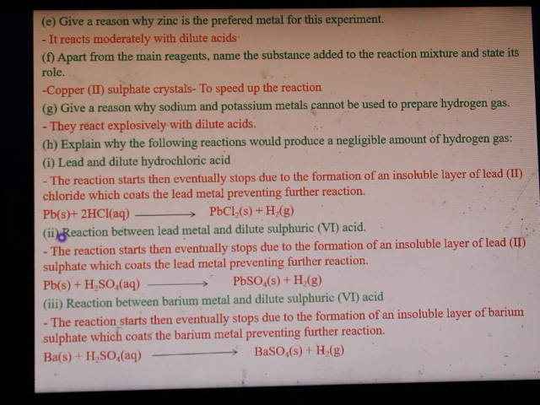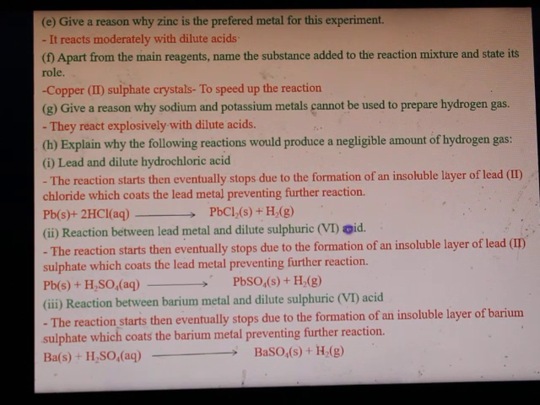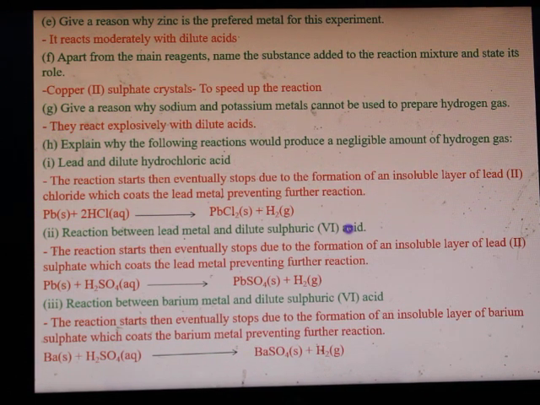Roman 2, the reaction between lead metal and dilute sulfuric acid will also produce a negligible amount of hydrogen gas. The reason is because when lead metal is reacted with dilute sulfuric acid, there will be formation of lead(II) sulfate, and lead(II) sulfate is insoluble, so it will coat lead metal and prevent further reaction.